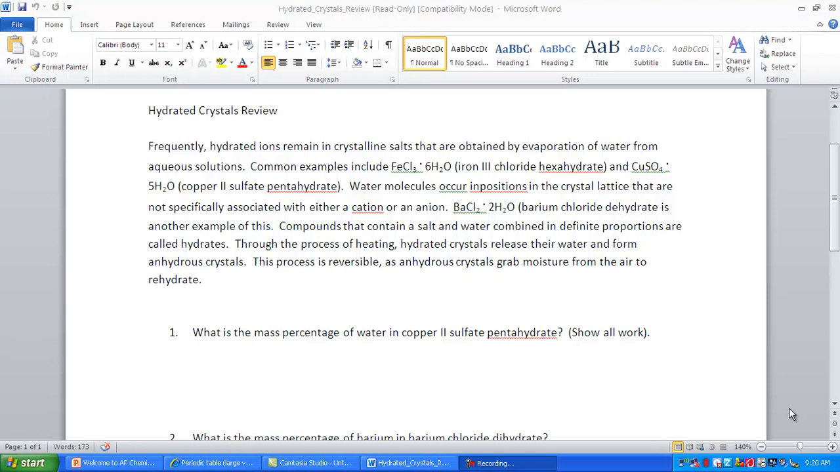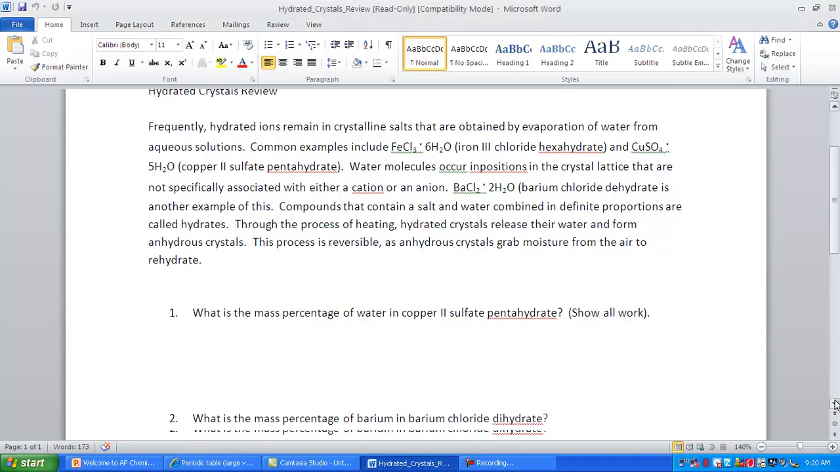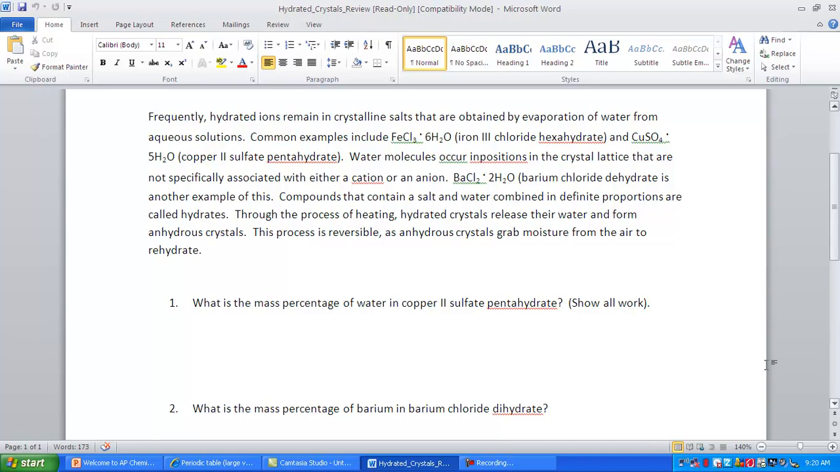So let's begin a little bit of review, going down and looking at our first question. It reads, what is the mass percentage of copper(II) sulfate pentahydrate? Showing all work. Well, the first thing we should do is simply begin by writing out the chemical formula for the compound. Mass percentage simply means part over whole. We want to know how much the weight of the water contributes to the weight of the whole compound. Now, again, typing won't make these subscripts and so forth very easy, but I'll do my best.